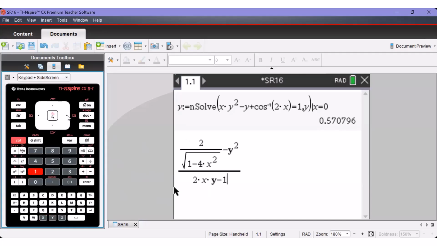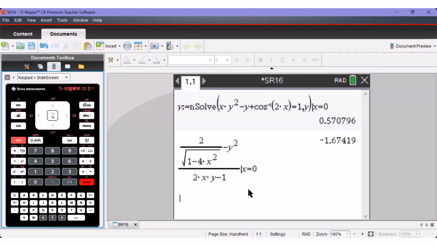Now we press the navigation pad to the right once to come out of that expression, and what we need to do now is add that condition that we want to evaluate this when x is equal to 0. So again, Control equals, navigation pad to the left to highlight the with or the given symbol, press enter, and then add in the condition x equals 0 and press enter. And what we find there is that dy/dx at point A is negative 1.67.